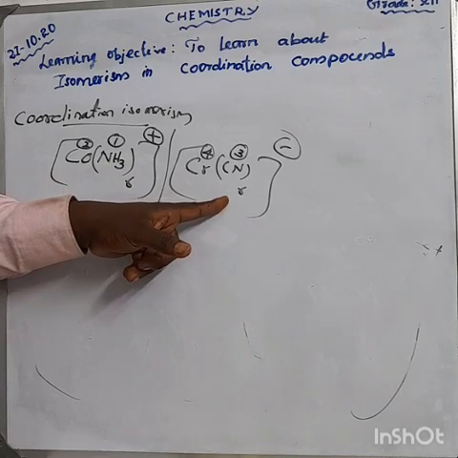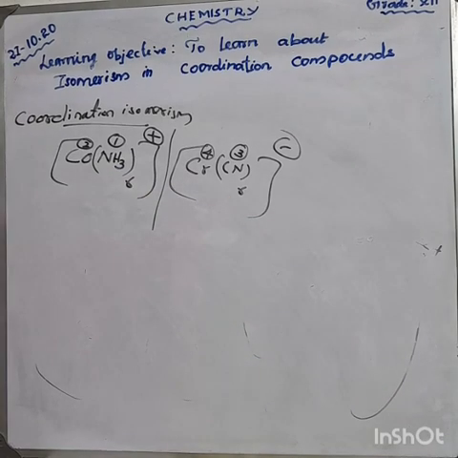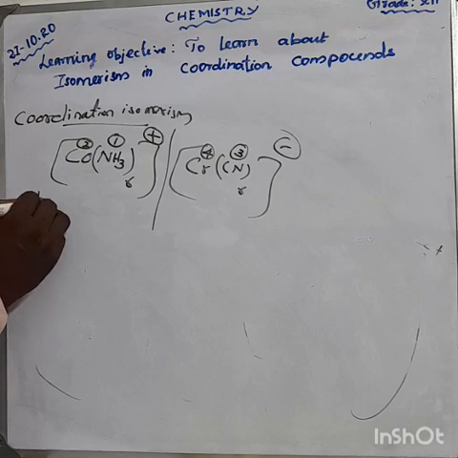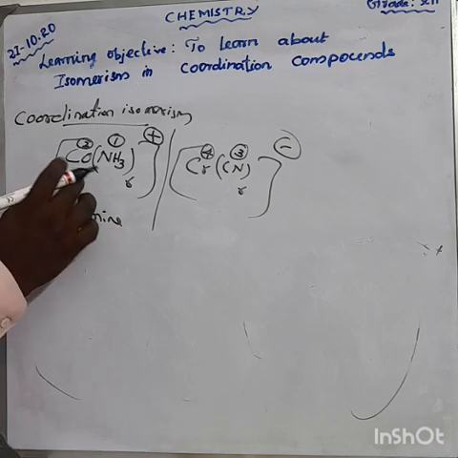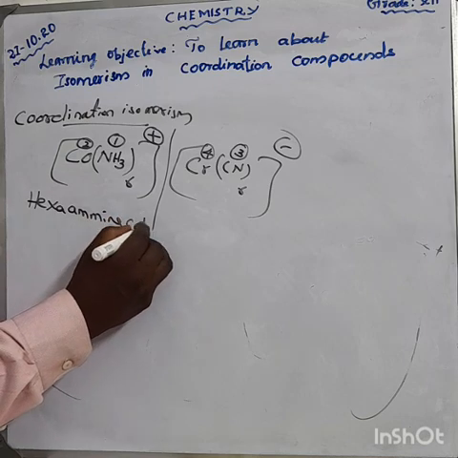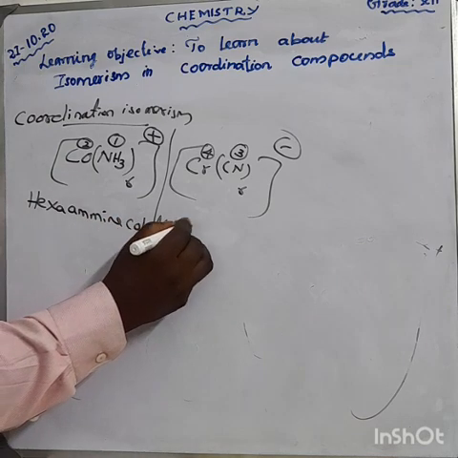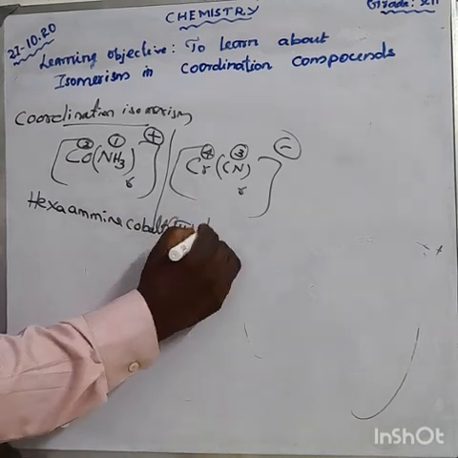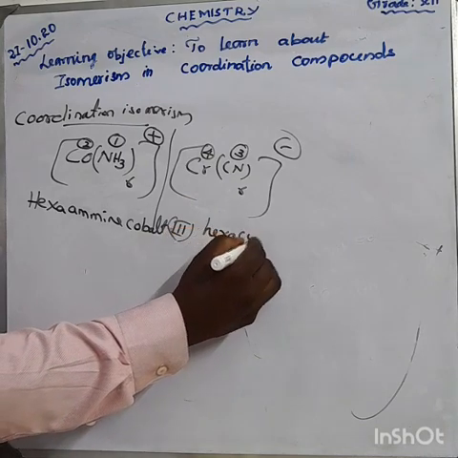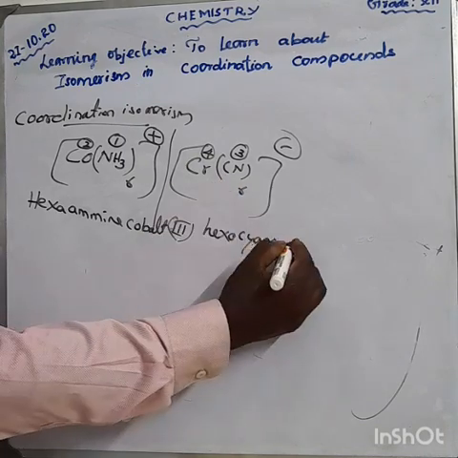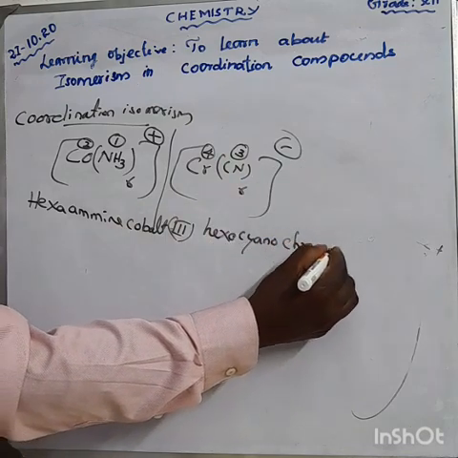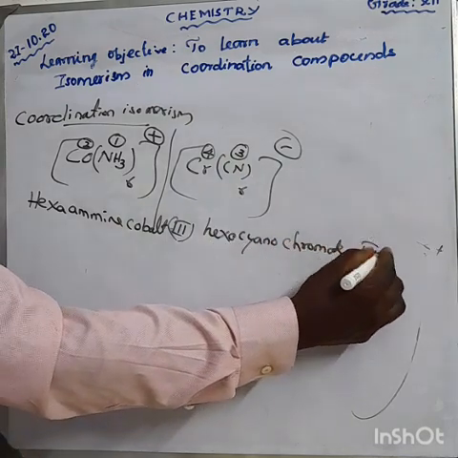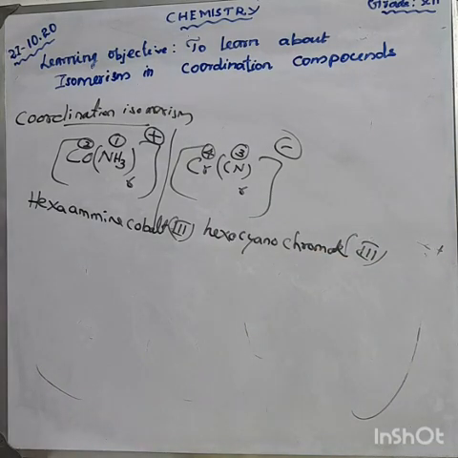Anionic complex ends with 'ate'. Okay? Hexaamine cobalt(III). Next one, hexacyano. Here you should write not chromium, but chromate(III). This is the name of the complex.